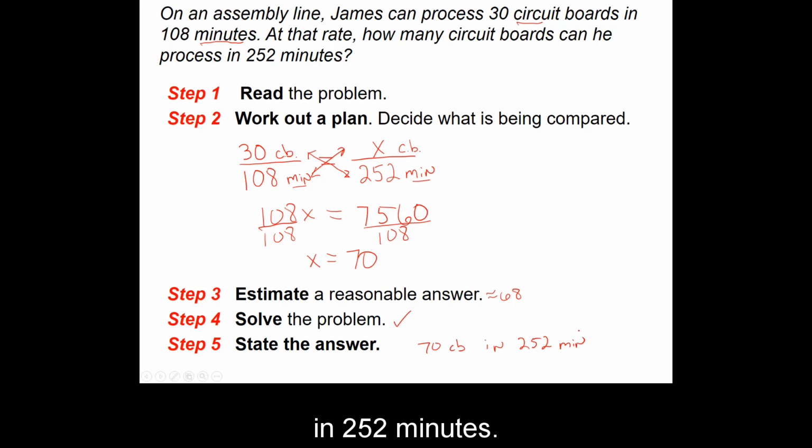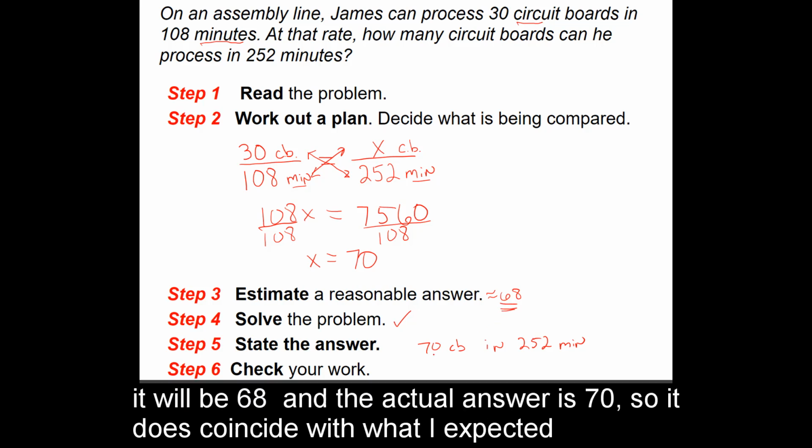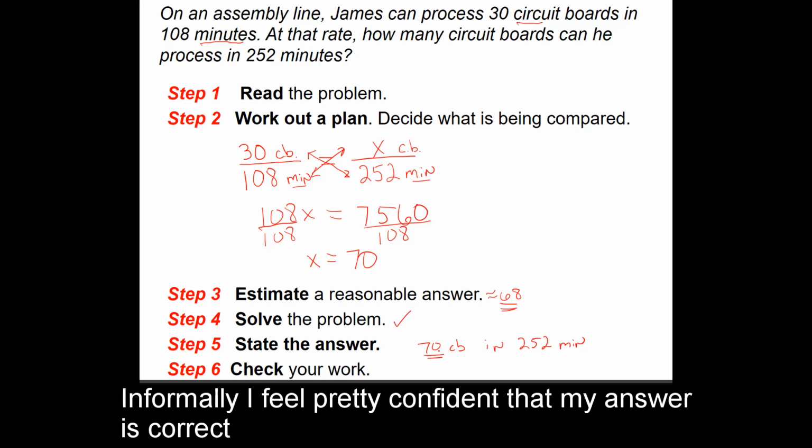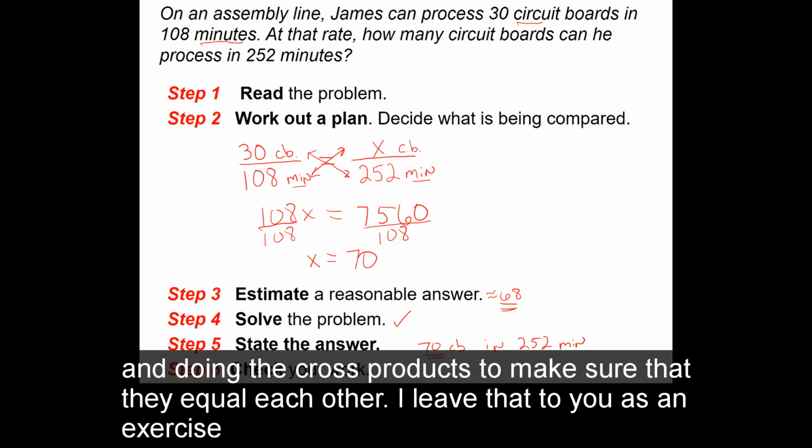Does that make sense? Well, I estimated that it's going to be somewhere around 68. The actual answer is 70, so it does coincide with what I expected as an answer. So informally, I feel pretty confident that my answer is correct. However, you can check your work by plugging 70 back into the proportion, doing the cross products, and making sure that they equal each other. I will leave that to you as an exercise.